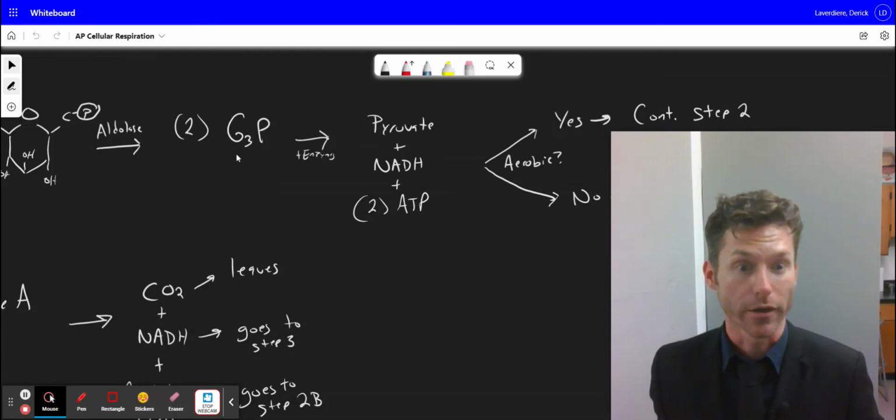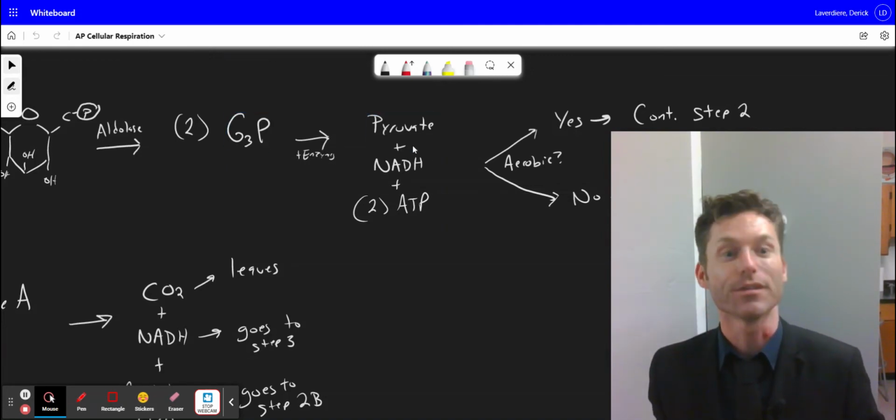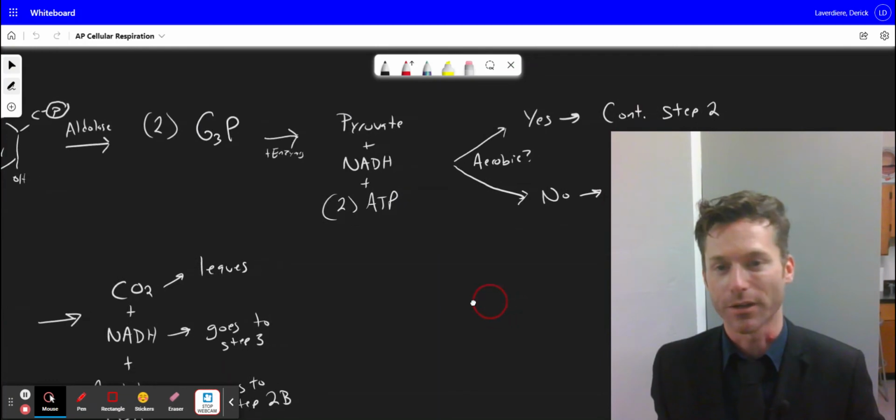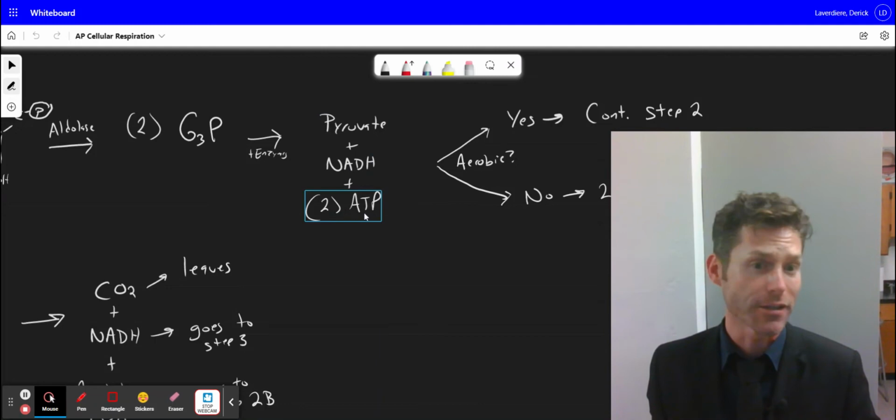Okay. All right. So I got my 2 G3Ps, and we're using them to make pyruvic acids. I've converted them with some enzymes into pyruvic acid. That process also generated for me an NADH and some ATPs.